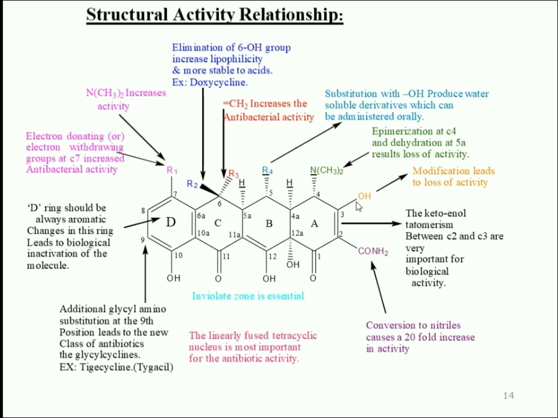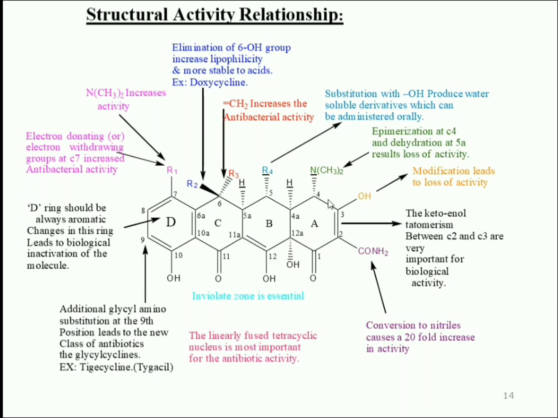The D ring should always be aromatic. Change in this ring leads to biological inactivation of the molecule. So this ring is very important for the biological activities of tetracycline. Additionally, glycylamido substitution at the carbon 9 position leads to a new class of antibiotics such as tigecycline.